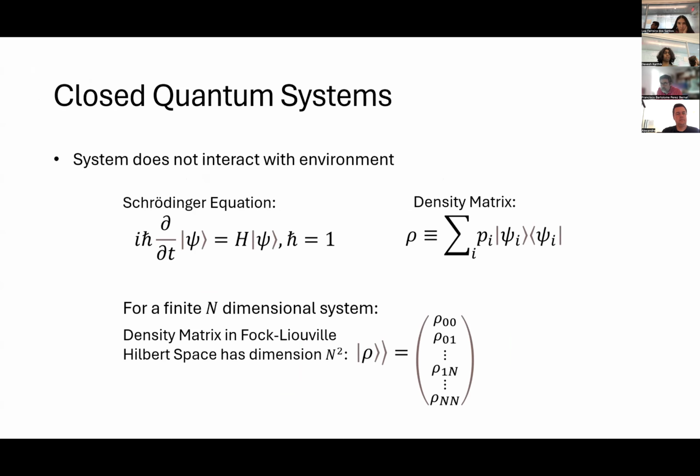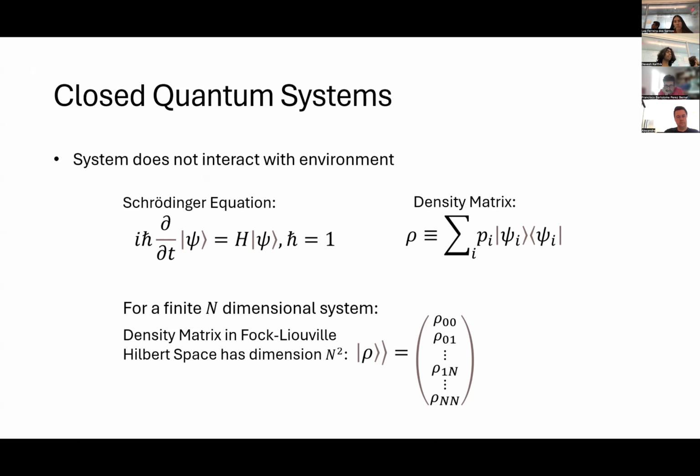So closed quantum systems are essentially systems that don't interact with an outside environment. They're isolated systems that we can study in theory using the Schrodinger equation, which revolves around the wave function and solving the equation to find the eigenvalues and different properties of the wave function. So we're going to move forward leaving h bar as 1 to make things simpler for ourselves.